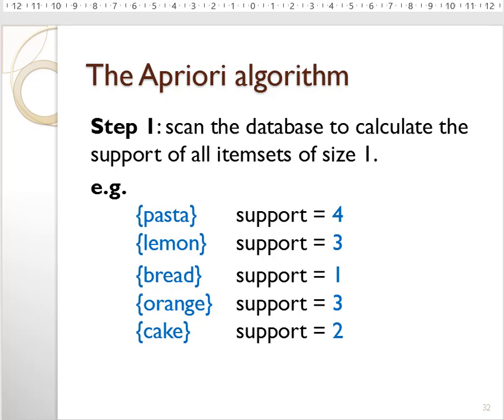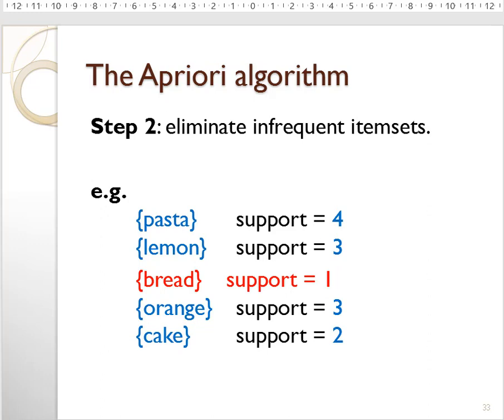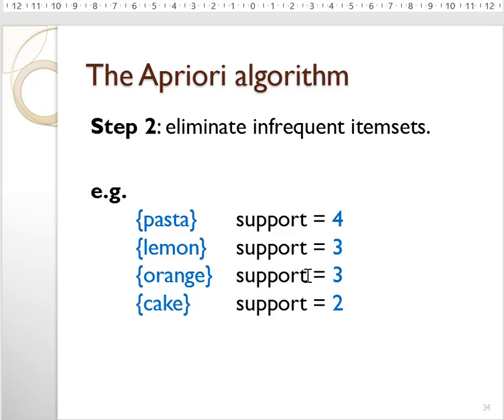Now we continue with step 2. Step 2, we eliminate all the infrequent item sets. So bread appears only once, so we don't need to keep bread, because as I said, everything that will contain bread cannot be a frequent item set. So here I have removed the bread. Now we have 4 items left: pasta, lemon, orange, and cake. So these are the frequent item sets of size 1, and the a priori algorithm will output them.